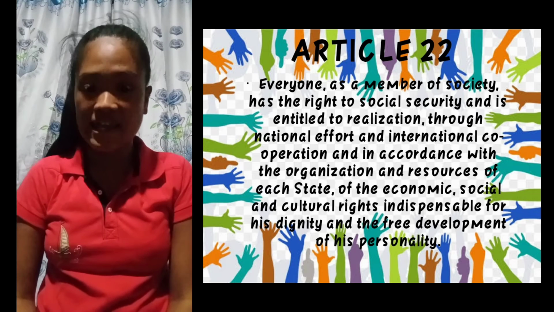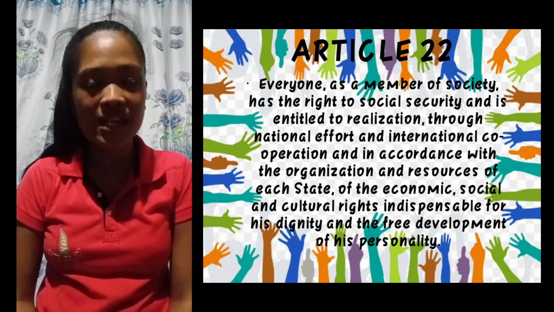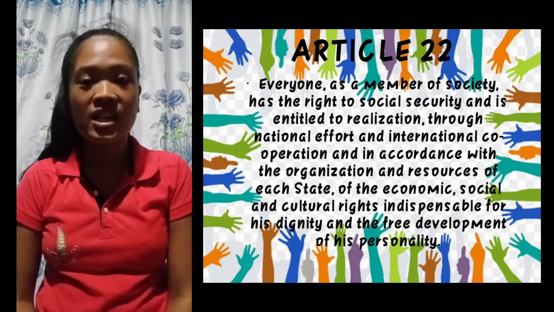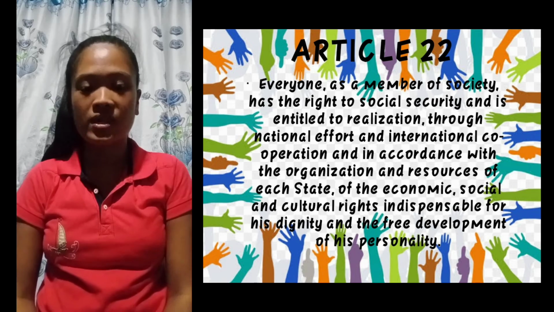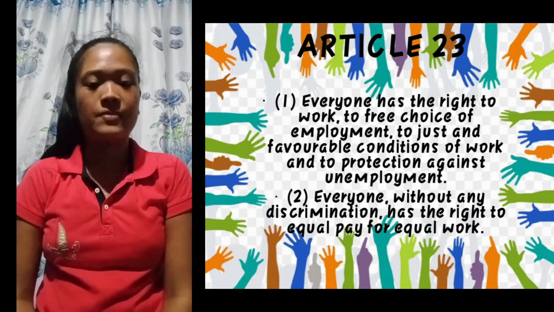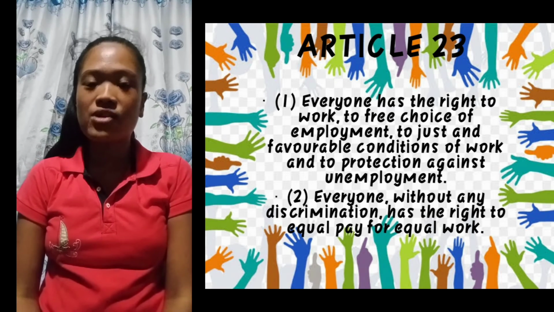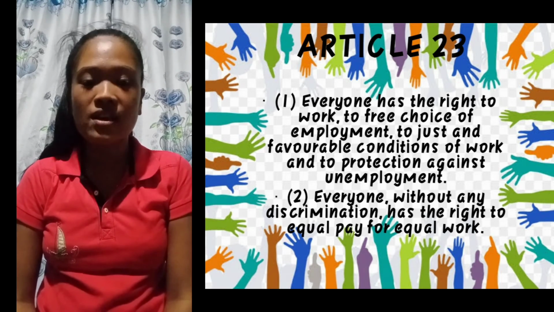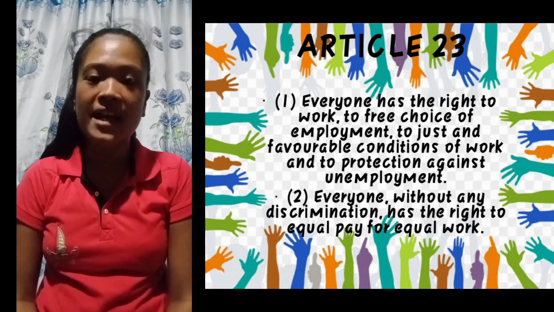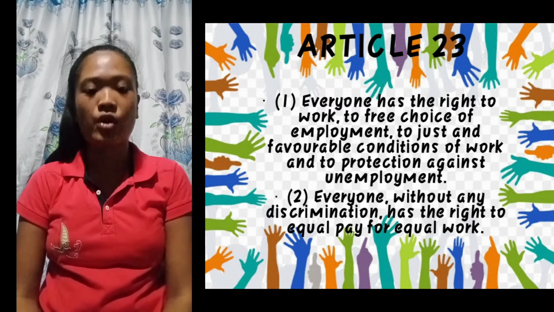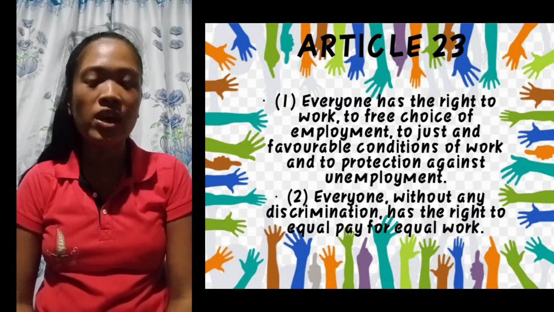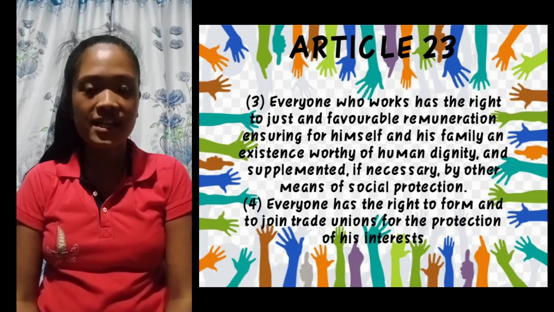As a member of the society, we have the right to security from the officials or the police officers. Next is Article 23. Everyone has the right to work, to free choice of employment, to just and favorable conditions of work, and to protection against unemployment. Another is everyone without any discrimination has the right to equal pay for equal work.